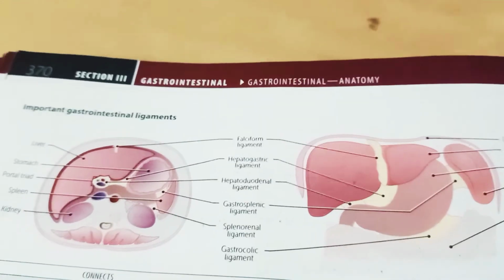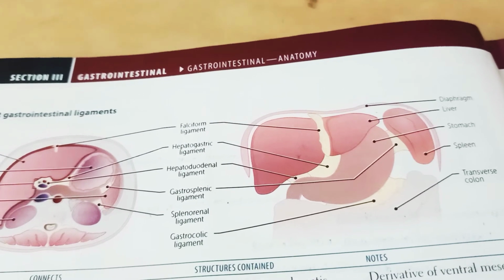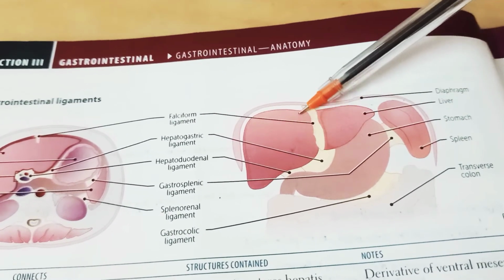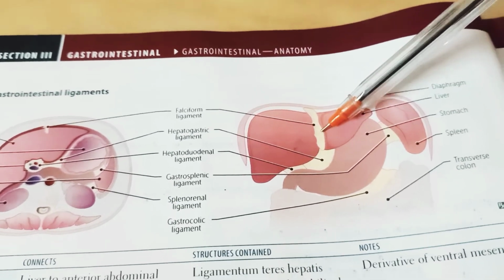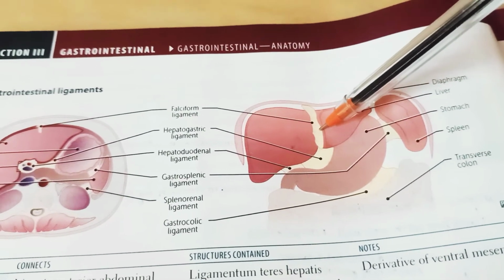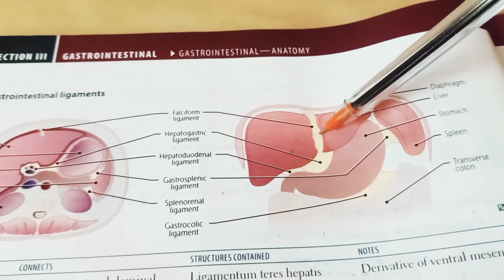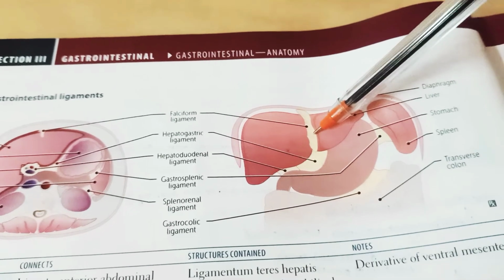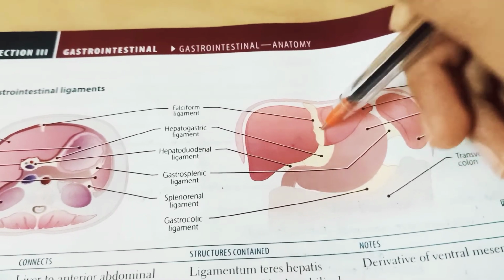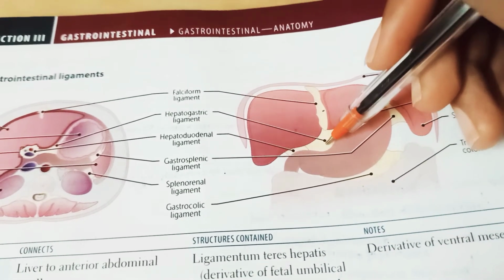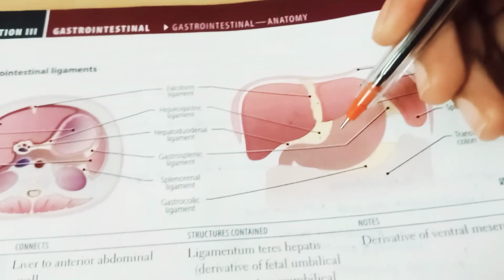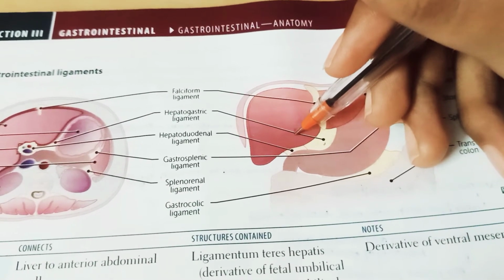Now let us discuss the important gastrointestinal ligaments. The first ligament is the falciform ligament. You can see it runs from the liver to the anterior abdominal wall. It contains the ligamentum teres, which is a remnant of the fetal umbilical vein, and this is a derivative of the ventral mesentery. Next, coming to the hepatoduodenal ligament, you can see here that it is between the liver and the duodenum.